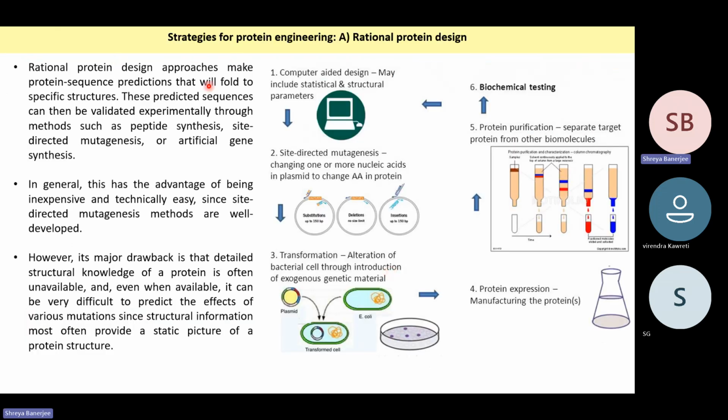Now we will look at some protein designing techniques.